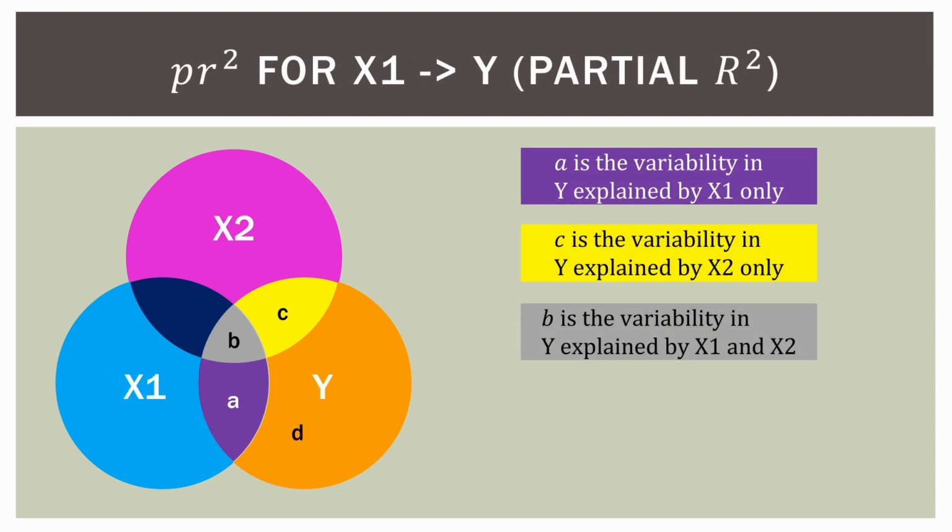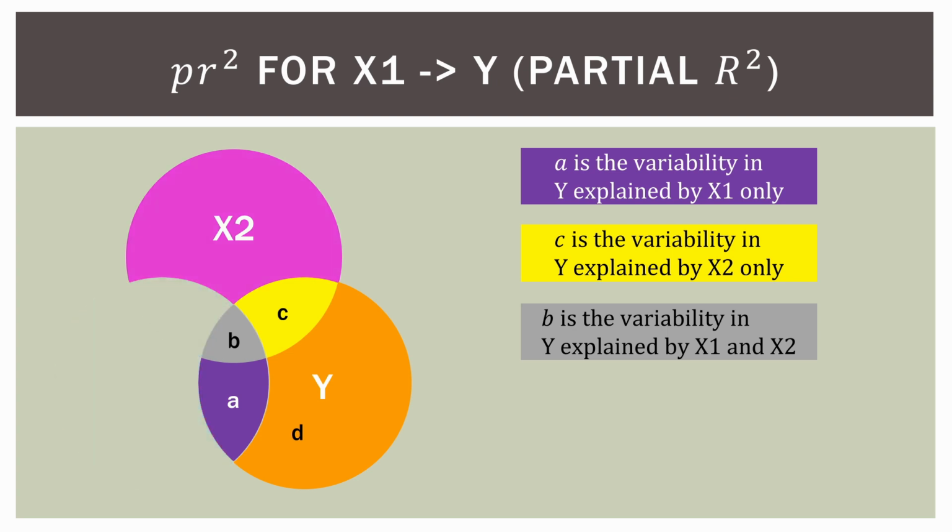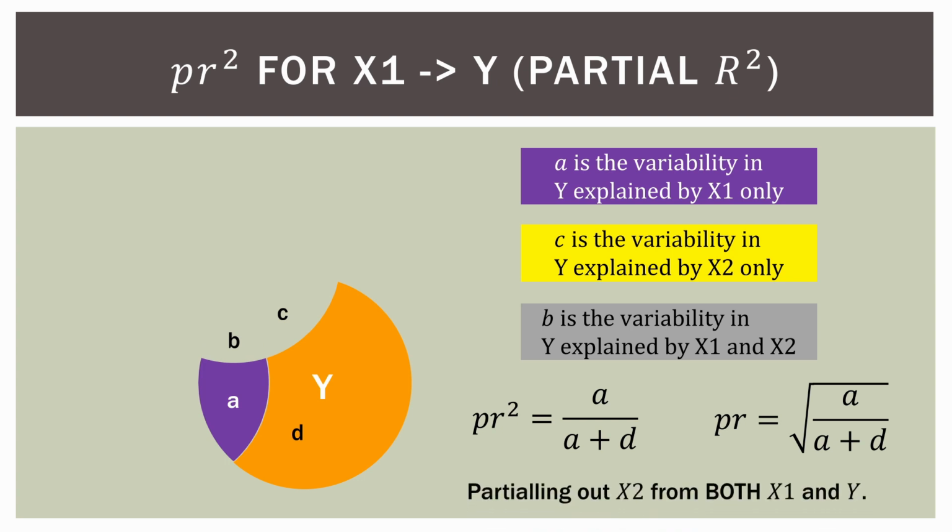So now about partial correlations. This is a very quick review of the previous visualization video. The partial R squared, or the partial correlation once we take the square root, looks like this. We take away everything that includes X2 or Y. So this is what the partial correlation looks like. It is the area of A divided by the sum of the areas of A and D. Take the square root, and then we'll get our partial correlation.